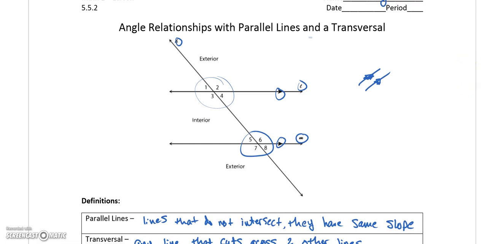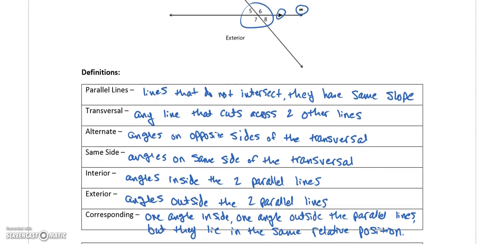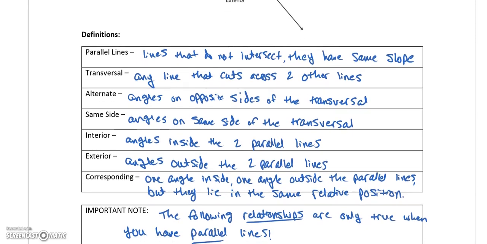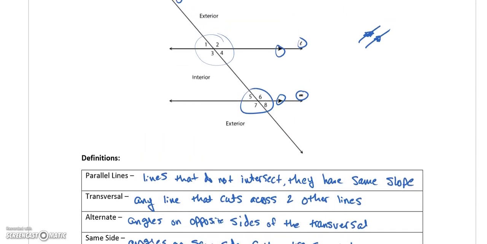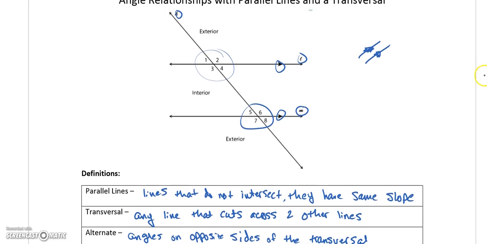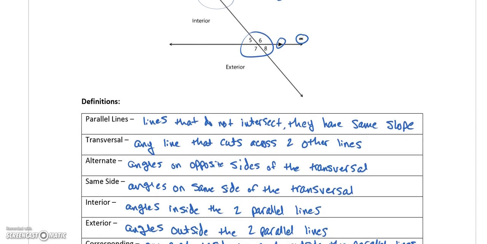Parallel lines, of course, are lines that do not intersect. They have the same slopes, and we continue them forever in either direction. They will never ever intersect. They'll never touch. A transversal, very simply, is any line that cuts across two other lines. You could cut across more, but at a minimum, any line that cuts across two lines. So we see up here that K cuts across L and M, so that is considered a transversal.